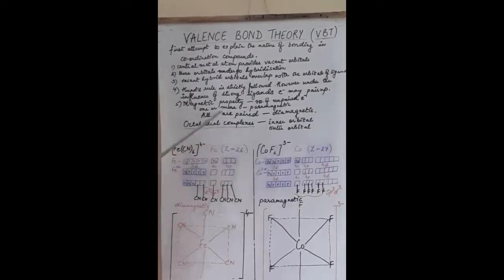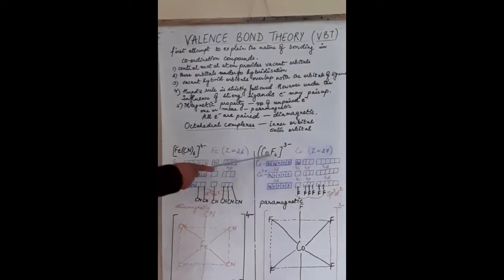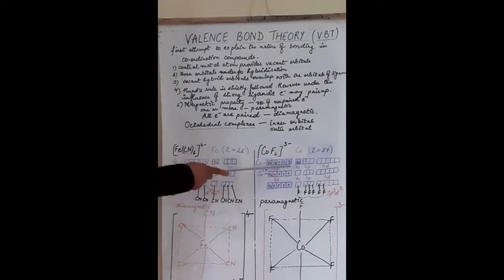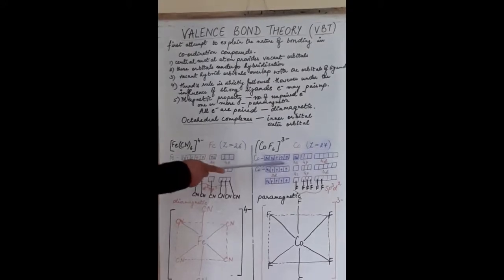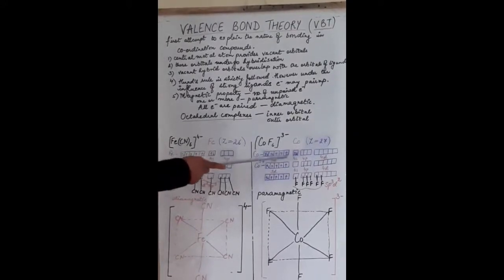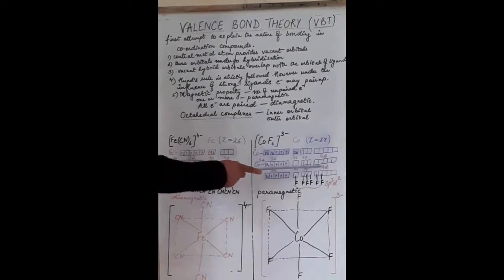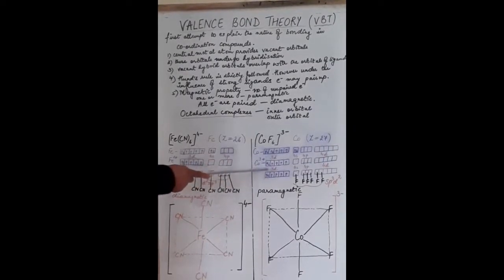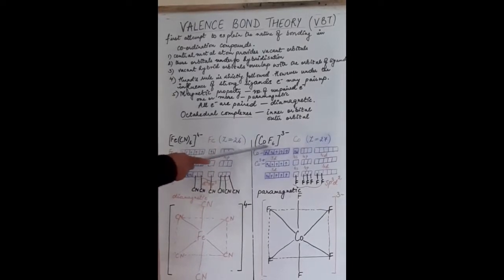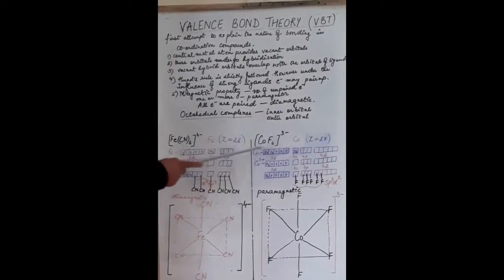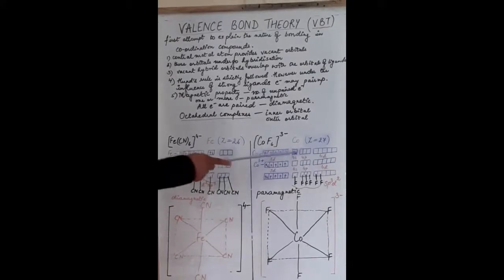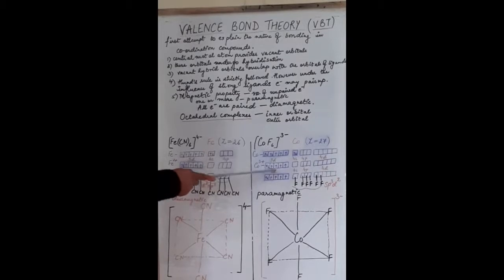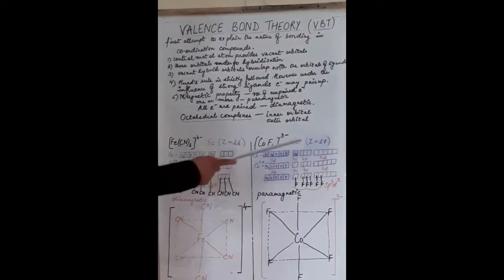Now in this particular complex, the fluorido ligand is a weak field ligand. So it cannot force the electrons present in the d orbital to pair up. So in this case, the outer d orbital participates in bonding. We calculate the oxidation state of cobalt, which is +3. +3 means 3 electrons will be removed, 2 from the 4s, 1 from the 3d. So now the configuration is 3d6, 4s0, 4p0.